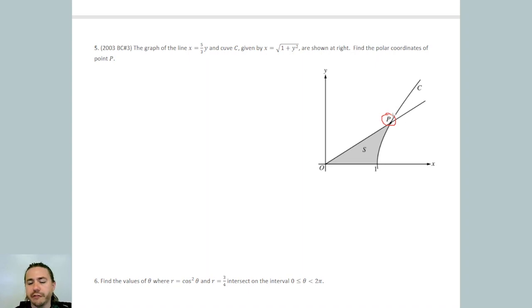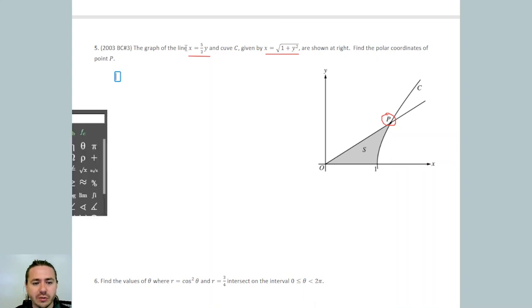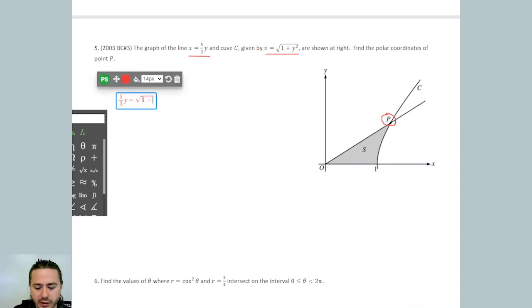So what we're going to do is find where these two curves intersect, and since these equations are given in rectangular form, we will find the point in rectangular form, and then we'll just simply convert it like we did on the first day of this unit, where we converted coordinates from rectangular to polar form. So since both of these are solved for x, we can just set them equal to each other. And so we'll get 5/3 y equals the square root of 1 plus y squared.